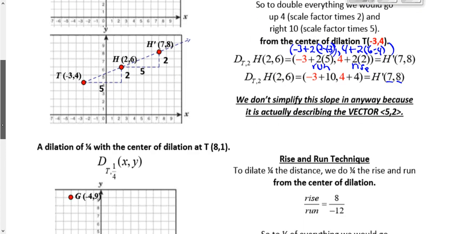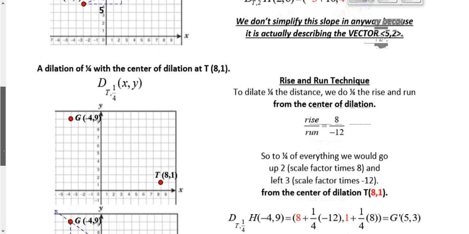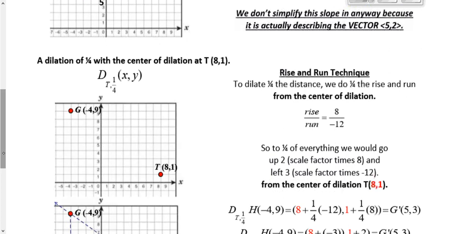Let's look at another one, make sure we kind of get this. So now we're going to do a dilation of what? 1/4. So we need the original rise and run. What minus what? So the center is T, right? What is the original rise? What's the original rise? 8. 9 minus 1, right? Is 8. What's the original run?